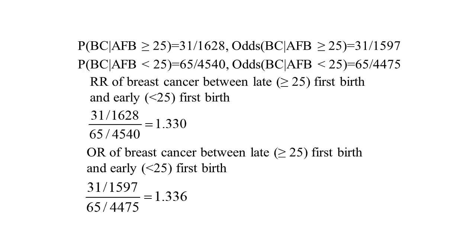But the odds ratio, which can be computed as 310 times 4,475 divided by 650 times 1,597, is 1.336, the same as that in the previous table. Therefore, the odds ratio is quite convenient in health research, in which we often need to oversample disease cases in case control studies.